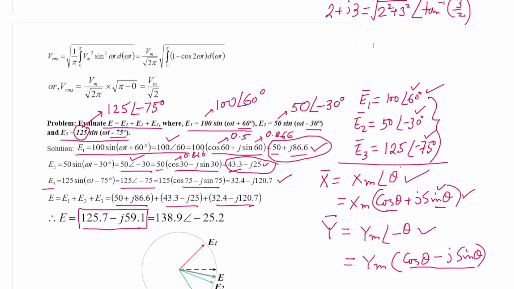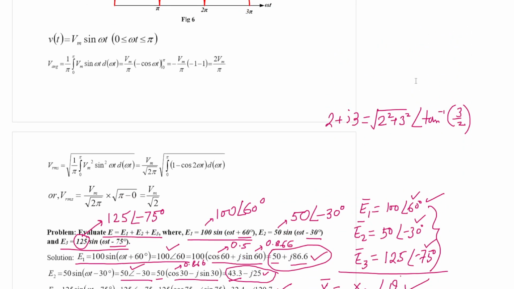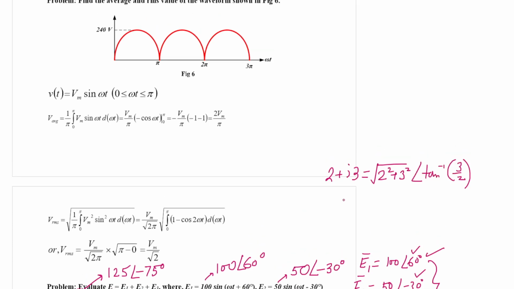So this angle is nothing but tan inverse of minus 59.1 by 1.7. So it will be coming out to be minus 25.2 degree. Now I want to make mention of a few more aspects. Suppose we have 2 plus j3, 2 minus j3, minus 2 plus j3 and minus 2 minus j3.